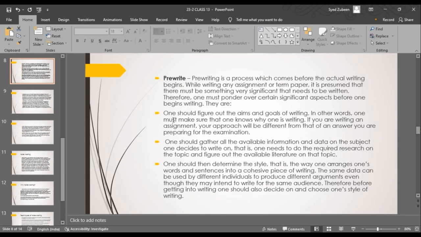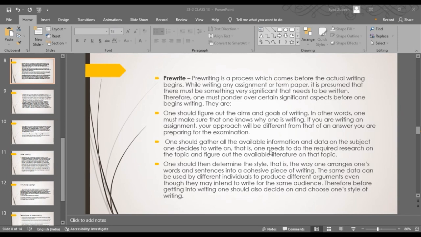One should figure out the aims and goals of writing. In other words, one must make sure that one knows why one is writing, right? So what is the question that has been asked of you? You should know what has been asked of you. Write a formal letter, and then you will ask yourself, do I know how to write a formal letter? Do I know the format or not? If you're writing an assignment, your approach will be different from that of an answer you're preparing for the exam.